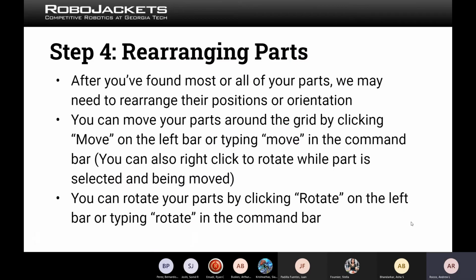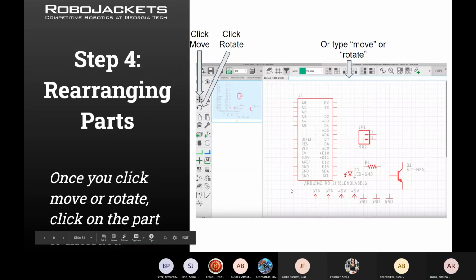All right, then once you have your part down, you will most likely want to rearrange it in some way. So Eagle allows you to move the part and also change the orientation of parts. There's a move button on the left sidebar, and if you select that and then click on a part, you'll be able to move that part. The move button can also be used to rotate. You can right click while you're moving a part in order to rotate it. Or you could use the rotate button, which is located right under the move button on the left sidebar. So those buttons are shown here. You can use those to rearrange your parts however you like.